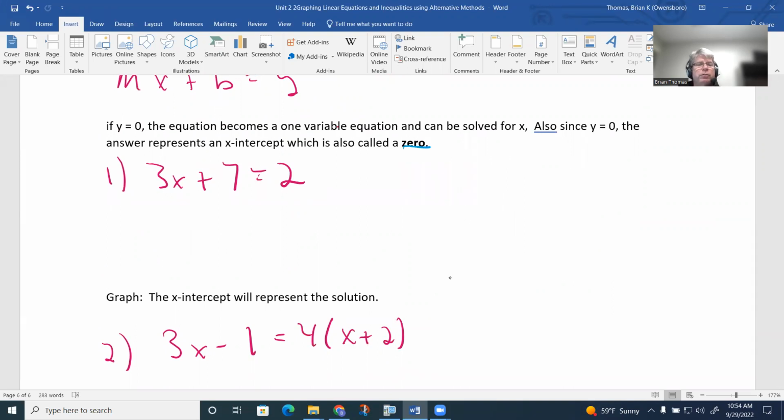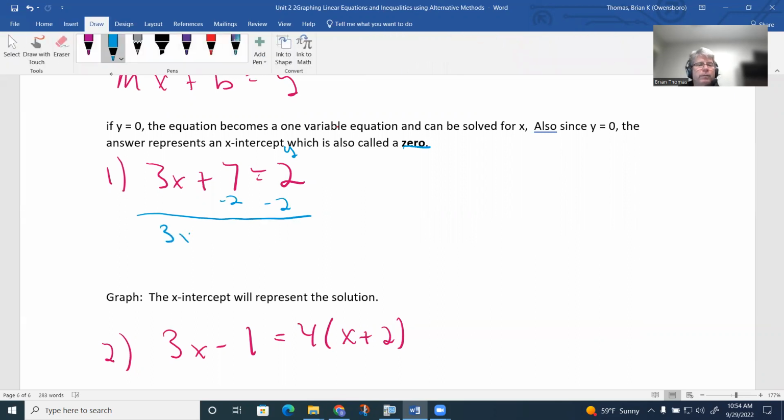If I look at this equation right now, notice how we have 3x plus 7 is equal to 2. Right now this would represent your y value. But if I subtract 2 on both sides, I can create a new equation where I have 3x plus 5 is equal to 0. So what I can do here is graph y equals 3x plus 5, and I'm looking for when y is 0, that would be what we call a y-intercept.